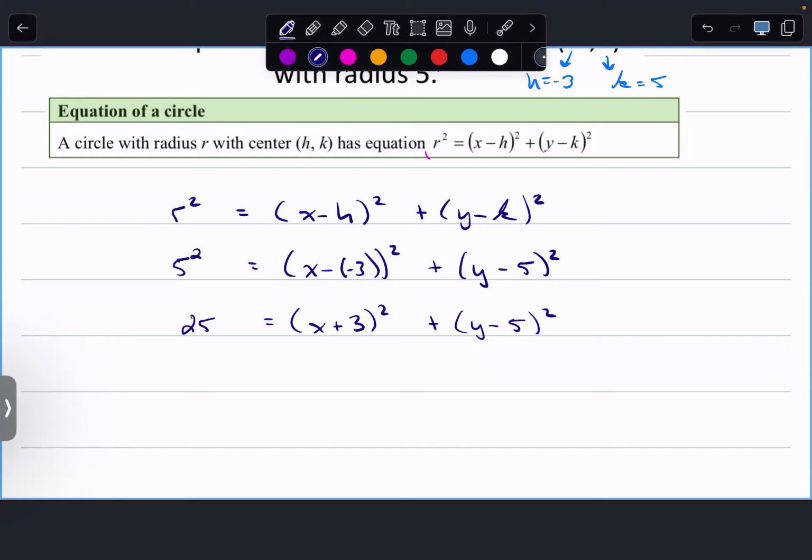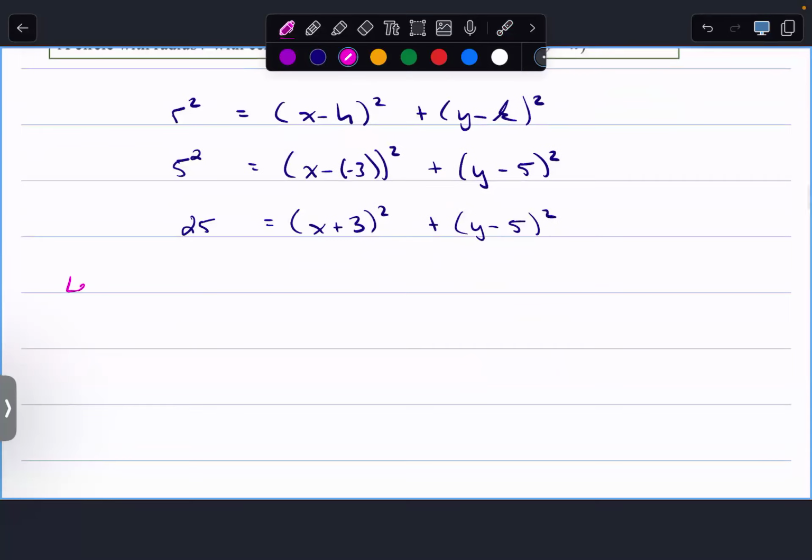What do we usually want to do? We want to have it as an equation of Y equals something. Technically, we're done here. If you wanted to leave it here, that's totally fine. But let's solve for Y so that we can have a proper equation. Okay.